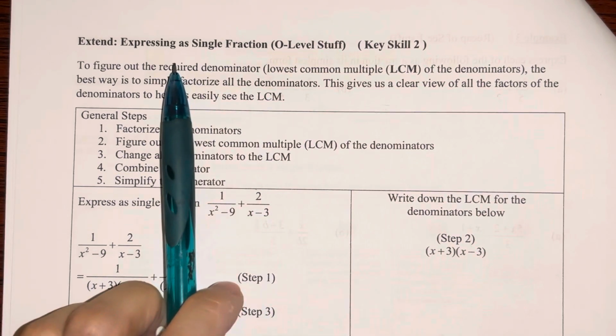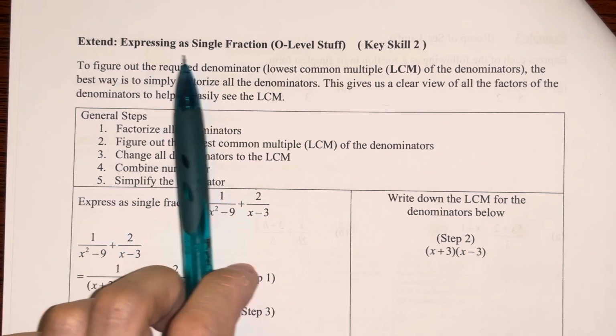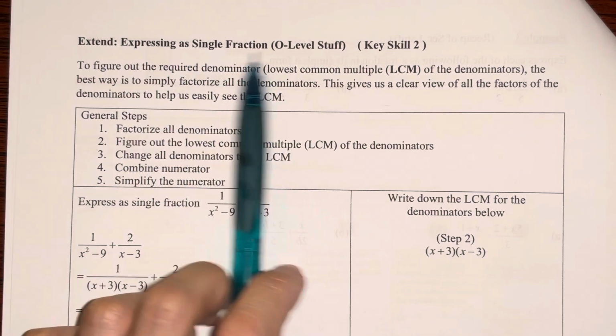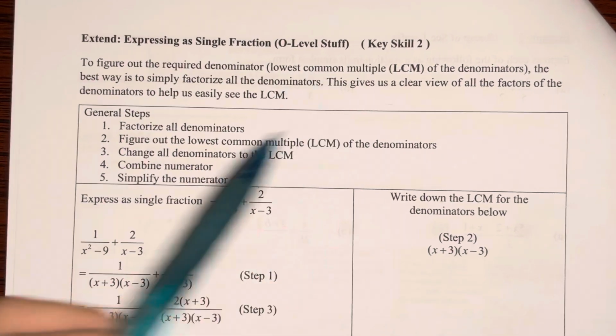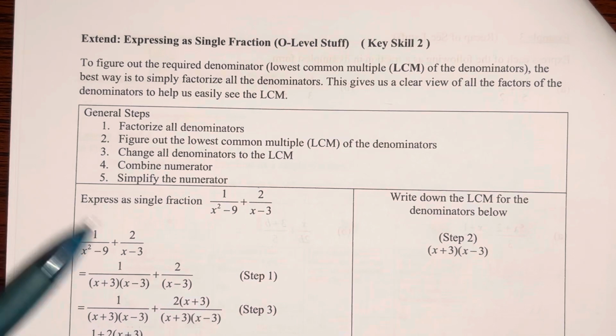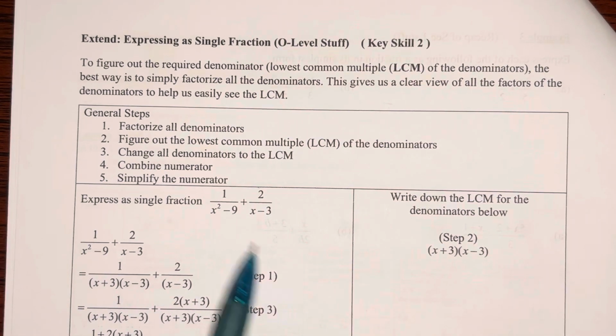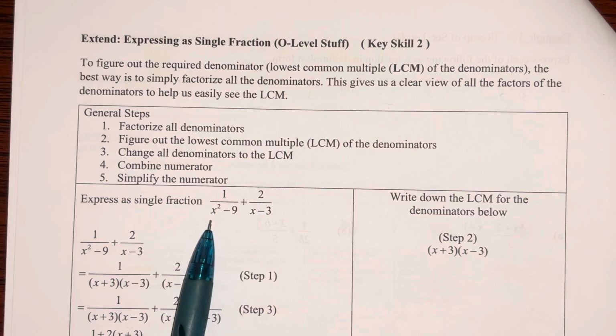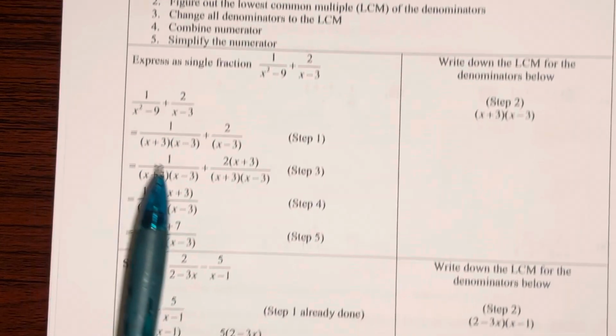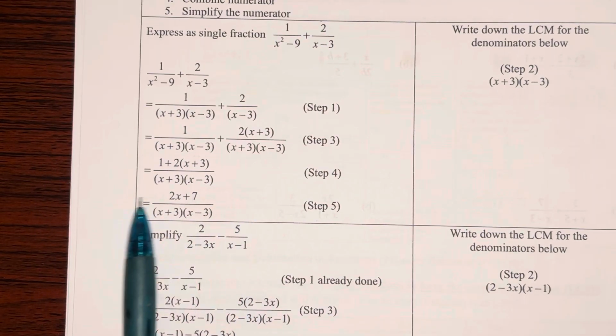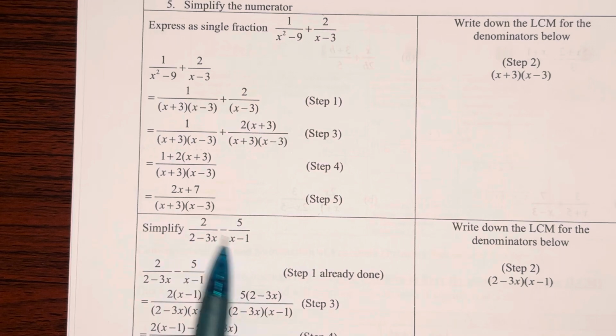In this video we're going to be expressing two fractions as a single fraction. So again, this is O-level stuff. You actually see these sort of questions in O-level exactly like this. Okay, so the question looks like this, something like that, right? Two fractions added together, and you're supposed to make it a single fraction at the end. You can have a minus or plus, it doesn't matter.